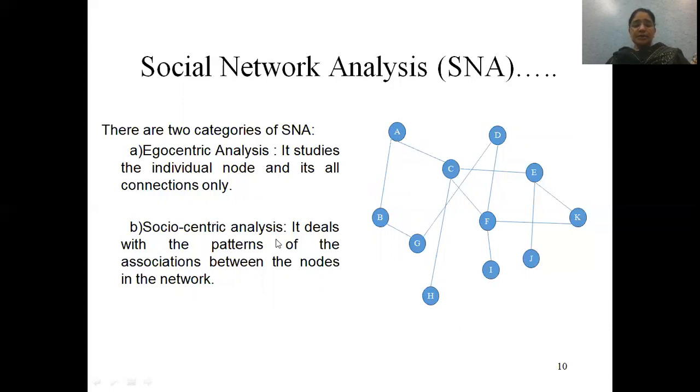And the sociocentric analysis deals with the pattern of the associations between the nodes in the network. So basically in this sociocentric analysis, we focus on the complete network. All the nodes will be considered, and we will try to find out the pattern, the kind of structure. So we will focus on the complete network system.